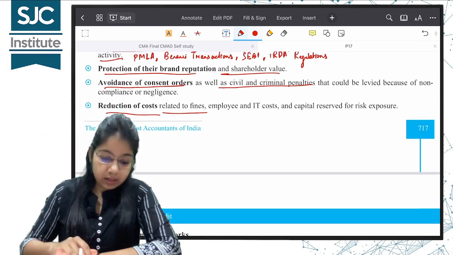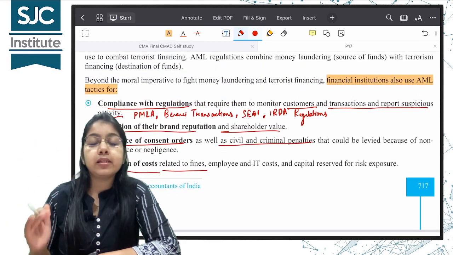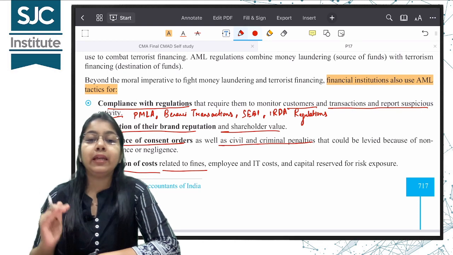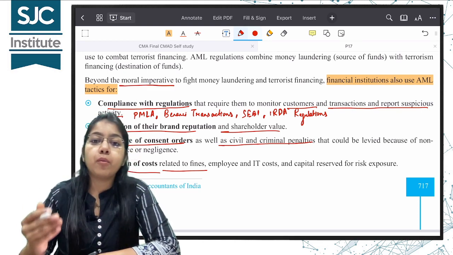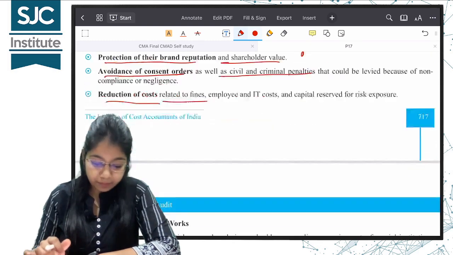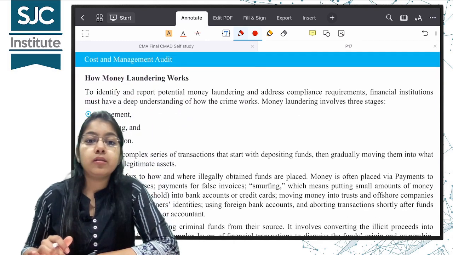So this is a question, why institutions are performing the AML activities. Along with the moral imperative, they are performing for the following 4 purposes. Alright, I hope it's clear till now.